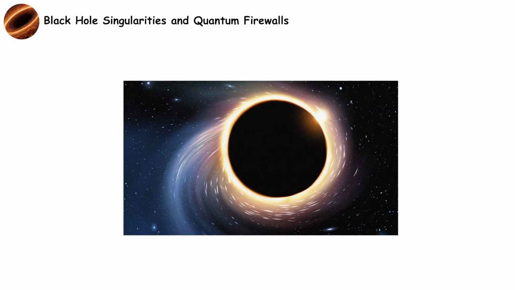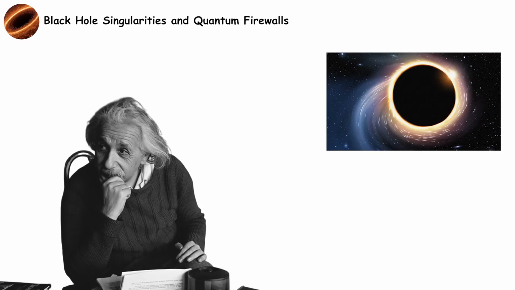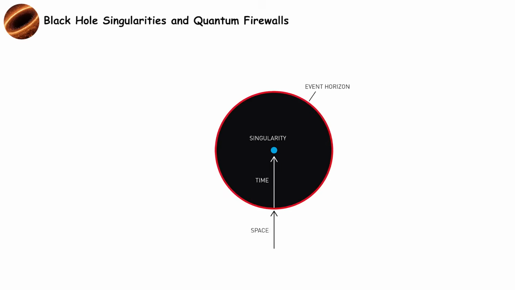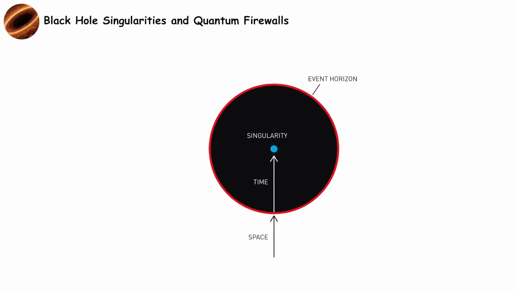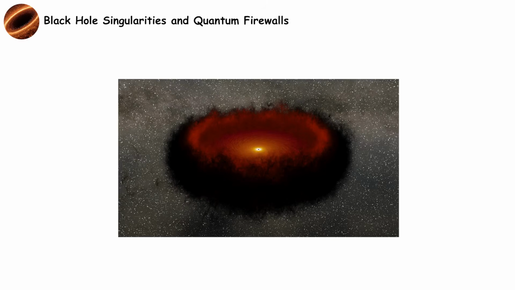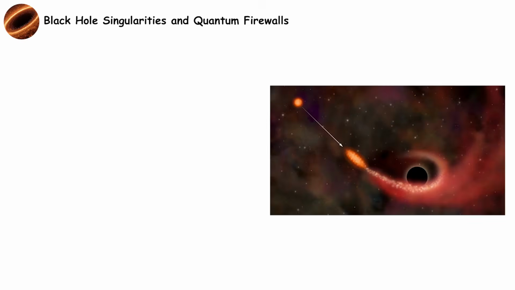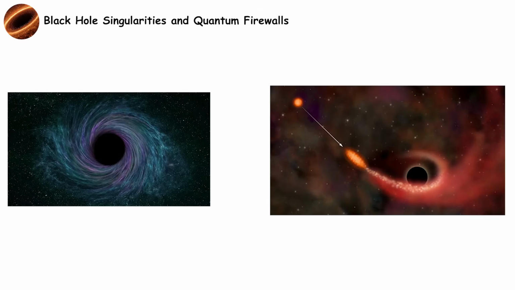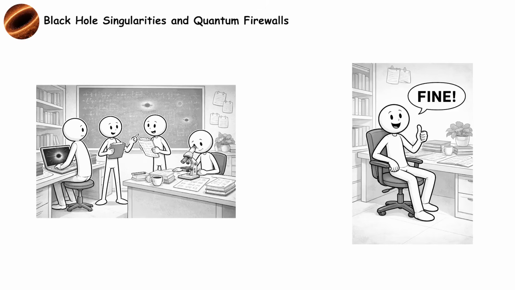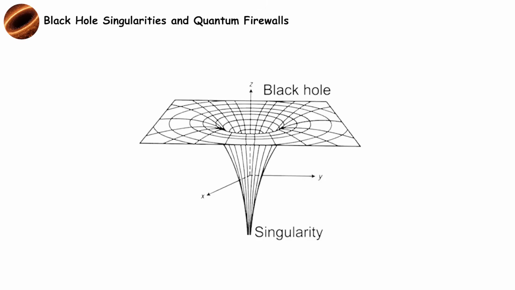At the center of every black hole, general relativity predicts a singularity, a point where density becomes infinite and space-time curvature breaks down. The equations literally stop working. But singularities are hidden behind event horizons, so we can't see them. And for decades, physicists assumed that was fine. Whatever happens at the singularity stays at the singularity.